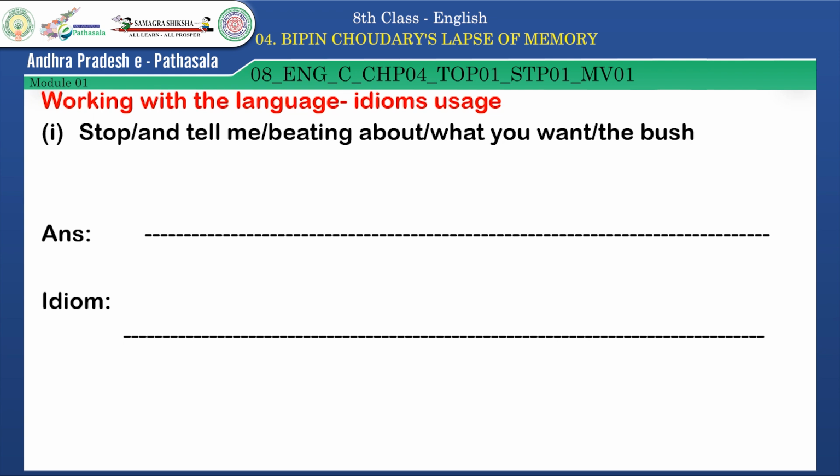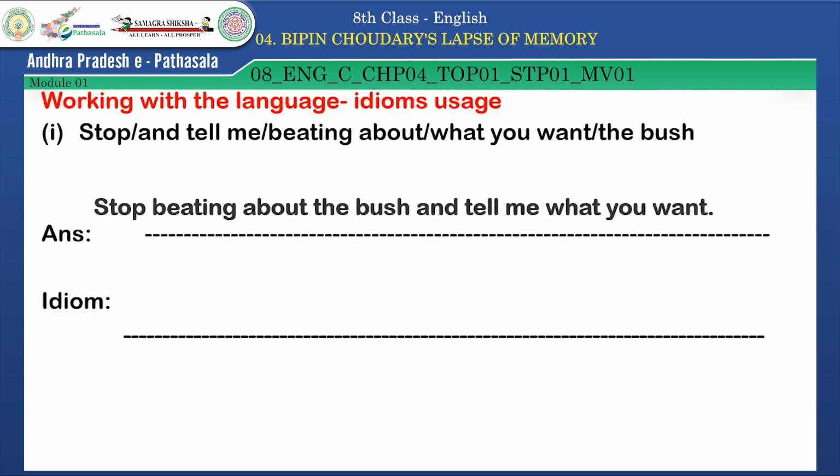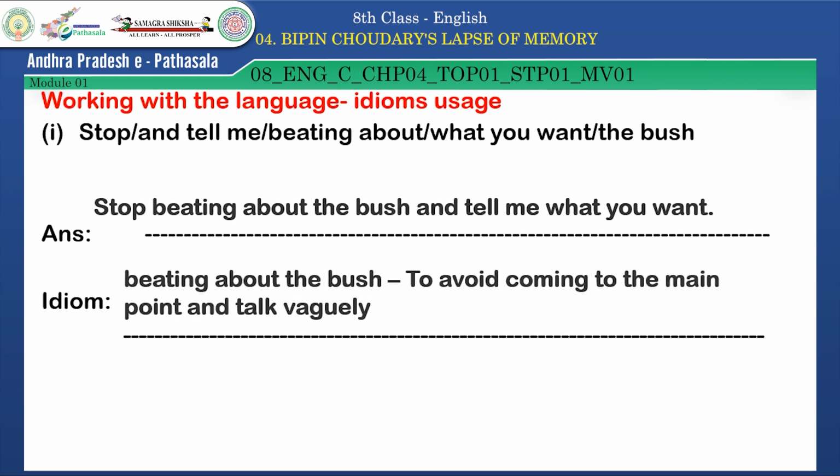Stop and tell me beating about what you want the bush. So what is the correct order sentence? Stop beating about the bush and tell me what you want. Beating about the bush means to avoid coming to the main point. It's nothing but talking all the things except whatever is necessary.